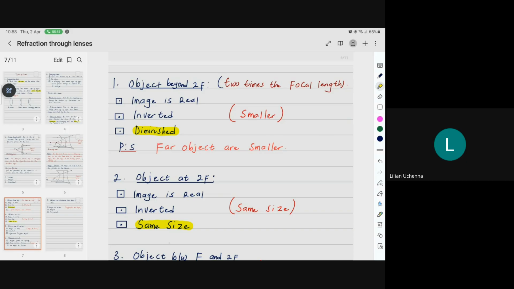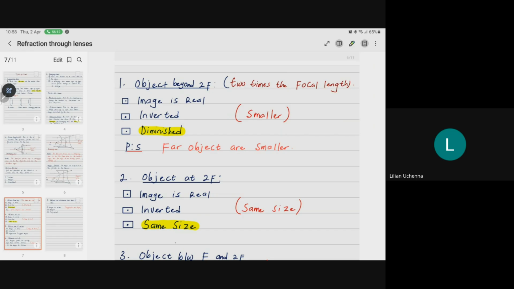If you go to your physics textbooks, you're going to see those diagrams. But I feel it might be confusing at this point for you guys. So all you need to remember: when the object is far from the lens, the image is smaller. The image is still real, it's still inverted. When the object is at 2f, which is 2 times the principal focus, the image will now be the same size.